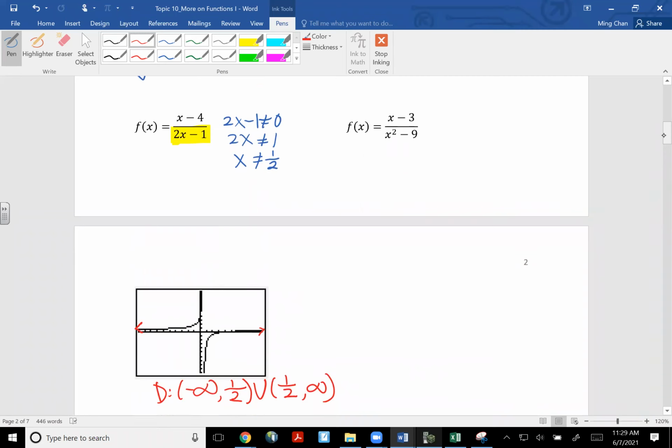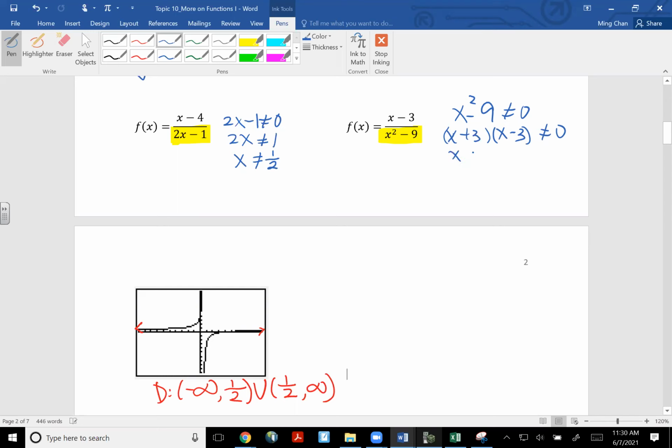Okay. Now this question right here on the right is a very unique problem. But I'm going to approach it the same way. I'm going to set the denominator not equal to 0 and solve for x. And what do you see right here? That's a difference of squares, right? So I can actually factor my difference of squares. And that should give me x plus 3, x minus 3.